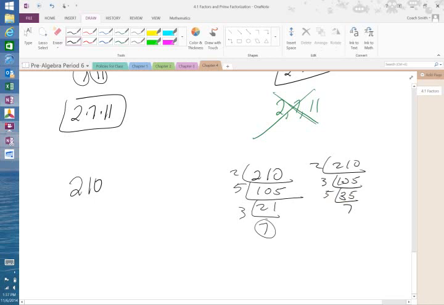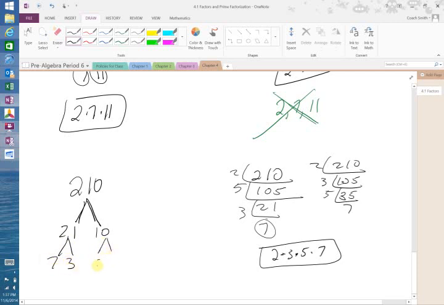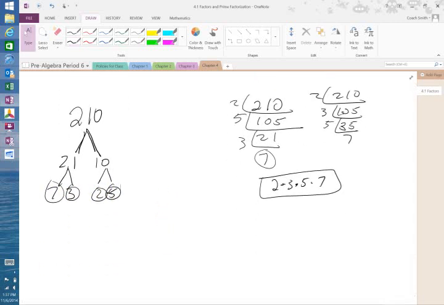Okay, so the actual answer is 2 times 3 times 5 times 7. Now, if you did it with a factor tree, the easiest 2 factors to use for me would be 21 and 10. Prime factor 21 into 7 and 3. Prime factor 10 into 2 and 5. Those are all prime. So either way, like I said, you still come up with the same answer.